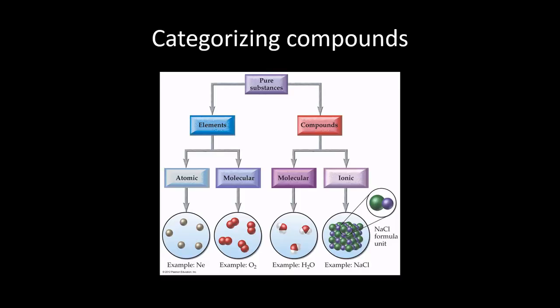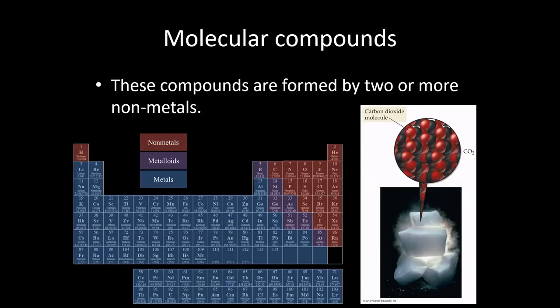On the other side of the little flow chart, we have the compounds. We can split compounds up into 2 groups as well. Compounds can either be molecular, or they can be ionic. Molecular compounds are compounds that are formed by 2 or more nonmetals, and they can only have nonmetals in the molecule. Again, the nonmetals are the ones up here in the top right corner, with the exception of hydrogen.